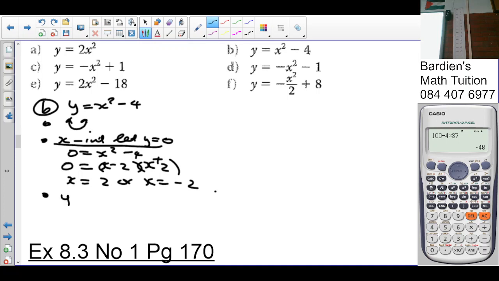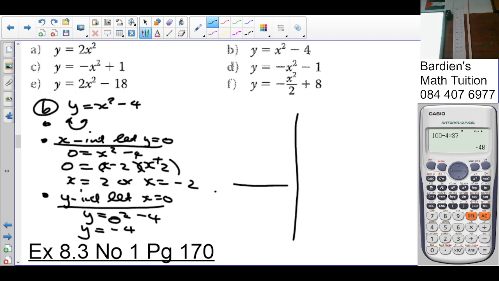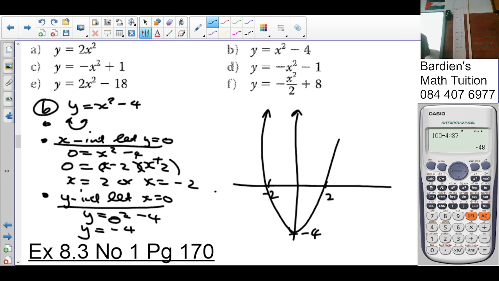Thirdly, y-intercept. What do you do for y-intercept? x equal to 0. So y is equal to 0 squared minus 4, which is negative 4. Enough information to draw the graph, not so? So the graph is smiling, it's cutting at negative 4, negative 2 and 2. So from the turning point we know we draw. There we go. Going through minus 2 and 2. x and y. Okay. All okay with that?